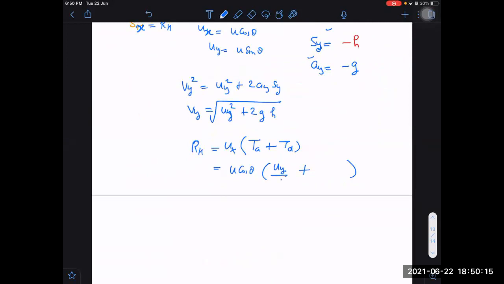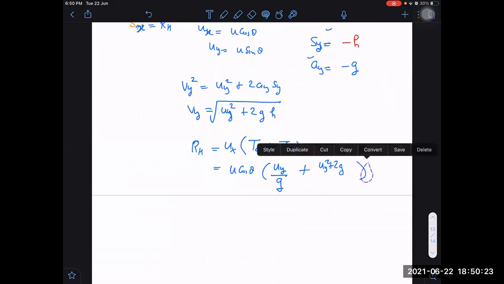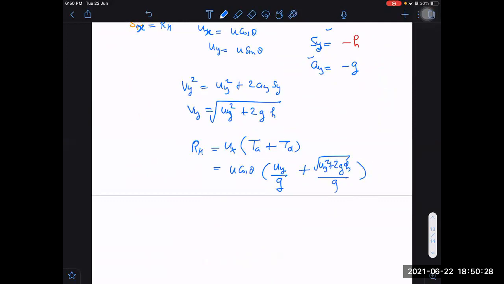But because I can understand it directly also, so I will write it uy by g, and here I will write it as uy square plus 2 into g. What is vy? Vy is square root of uy square plus 2gh, divided by g. That is equal to the time of ascent. Okay, sir.